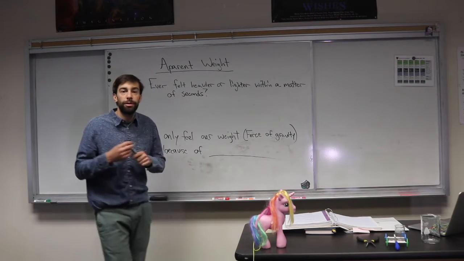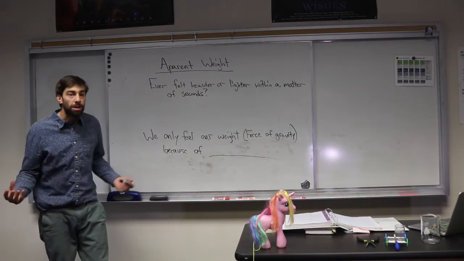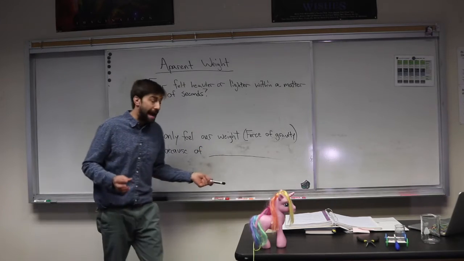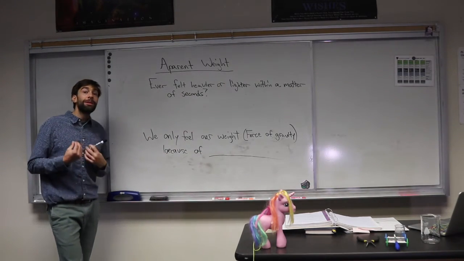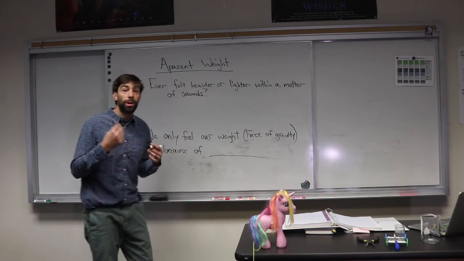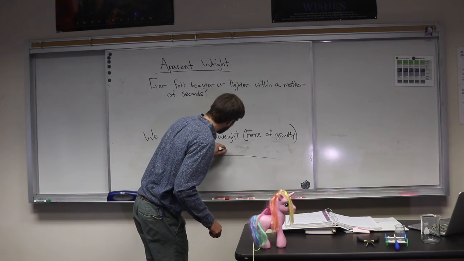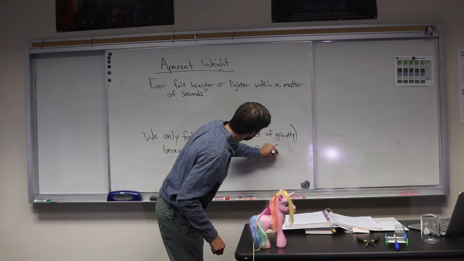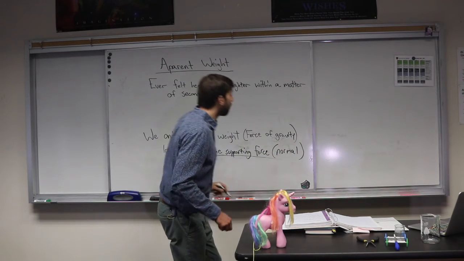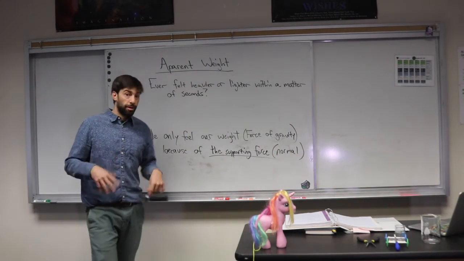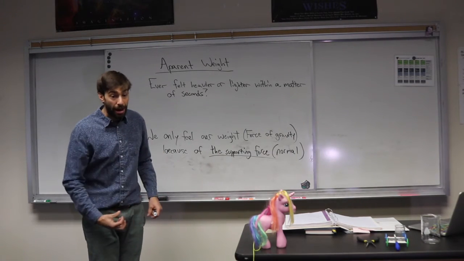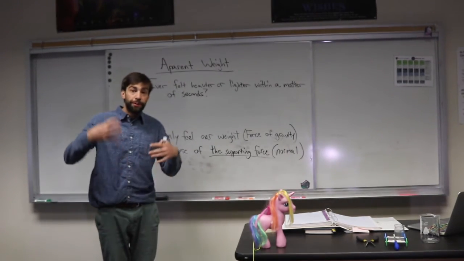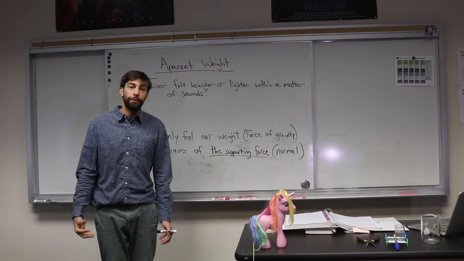So this is due to a phenomenon called apparent weight, and it happens all the time. The reason is that we only feel our weight, also known as the force of gravity, because of the supporting force, or normal force. When gravity pulls down on us, what's the floor doing to me right now? Well, it's pushing up on me. I actually don't feel gravity's pull on me, rather I feel the floor pushing up on me.